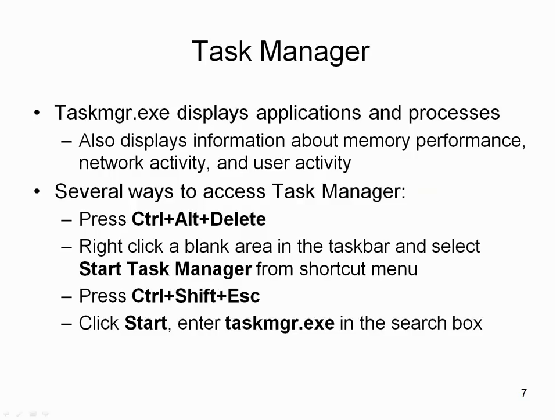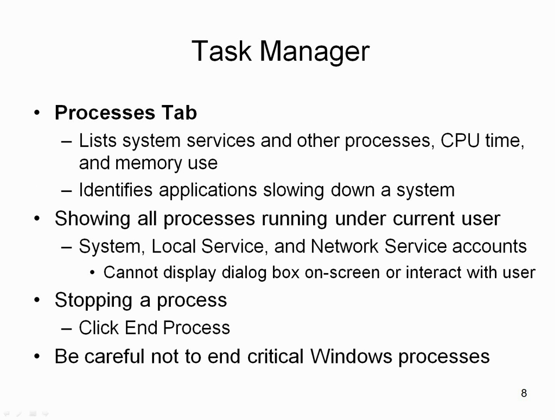Task Manager lets you view the applications and processes running on your computer, as well as information about process and memory performance, network activity, and user activity. There are several ways to access Task Manager, and they are presented here in the current slide. The Processes tab of Task Manager lists system services and other processes associated with applications, together with how much CPU time and memory the process uses. This information can help you determine which applications are slowing down your system. The Processes tab for Windows 7 Task Manager shows the processes running under the current user. This screenshot can easily be taken immediately after a Windows installation and before any applications are installed.